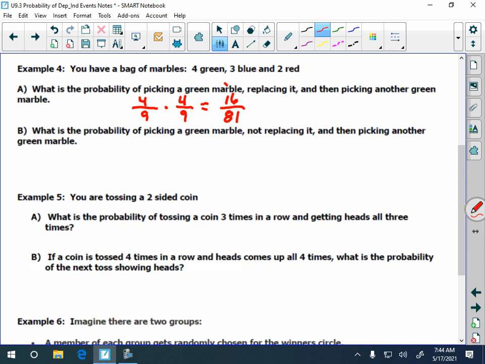Part B was probably picking a green marble, again, 4 out of 9. We're not going to put that green marble back in the bag, and now we're going to pick another green marble. Since we have a green marble that's left out, there's 1 less green marble to pick from, and there's 1 less total marbles in the bag. All right, so we have a 3/8 chance on that second one. All right, so then multiplying these together, let's cancel, and so it's a 1 out of 6.